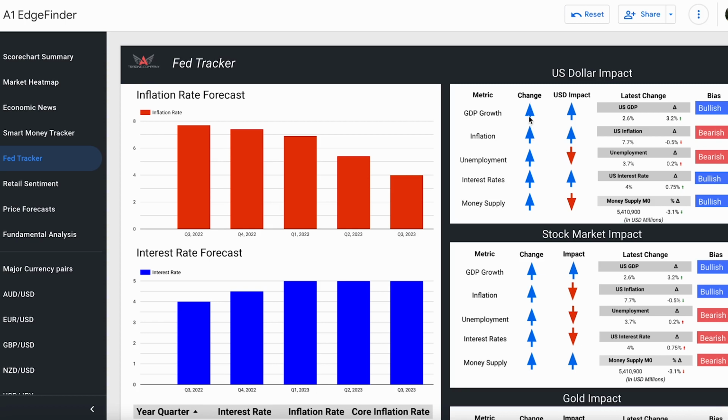So up arrow, as GDP growth goes up, good for dollar strength. Makes sense. 2.6% GDP growth right now, seeing it as bullish for the dollar.